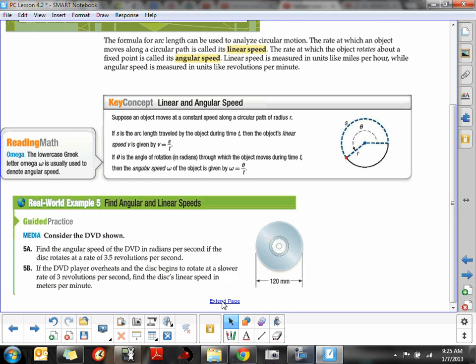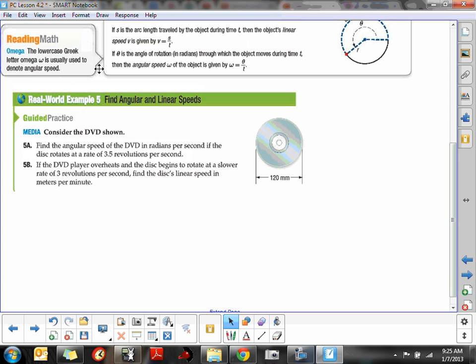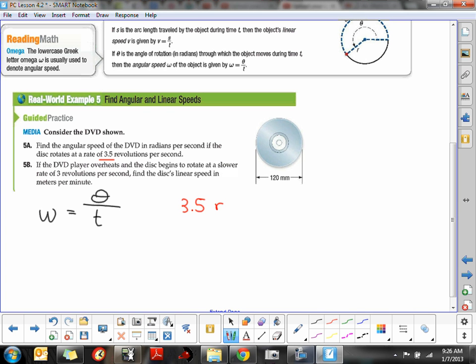So in our practice problem number 5, it says, consider the DVD shown. Find the angular speed of a DVD in radians per second if the disk rotates at 3.5 revolutions per second. So the first thing we want to do is consider what theta would be in this particular problem, because in order to work this formula, omega, our angular speed, is equal to theta, which is how many rotations or revolutions or radians did it turn in a certain time unit. So here's the first thing we're going to conquer. It rotates at a rate of 3.5 revolutions in 1 second.